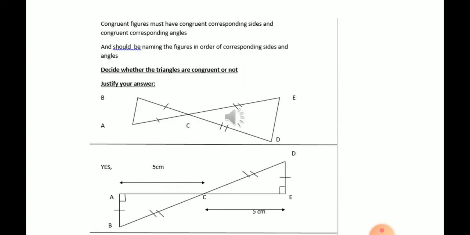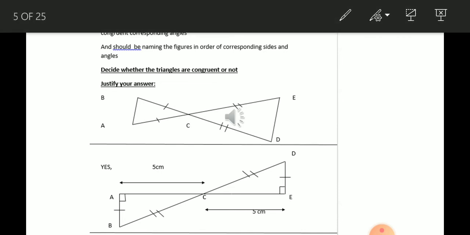Okay, congruent figures must have congruent corresponding sides and congruent corresponding angles as we said before. Okay, the second figure, I have here two corresponding angles and two corresponding triangles. The opposite angles are equal to the opposite angles in the other triangle.